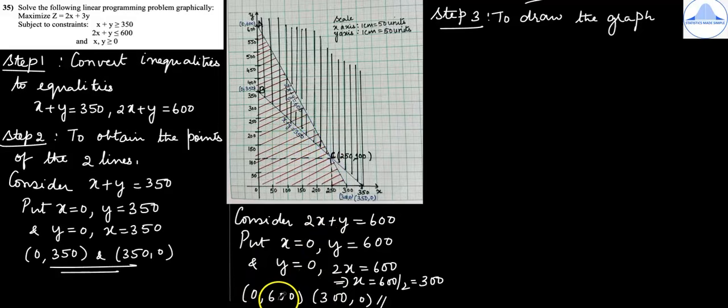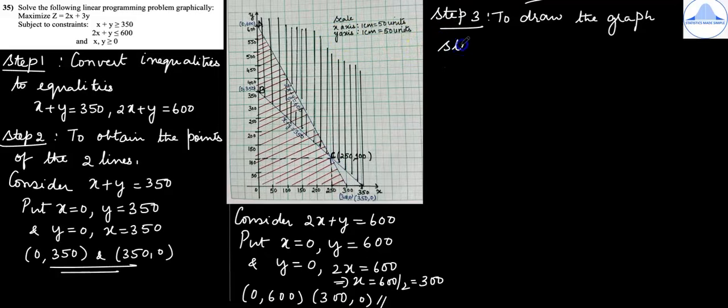Now move on to the next line. The 2 points are 0, 600. So x is 0 and y is 600. So here mark 0, 600. And the other point is 300, 0. So at this point x is 300 and y is 0. So mark this point as 300, 0. Then join 0, 600 and 300, 0 with a straight line, and on that line write the equation 2x plus y is equal to 600. And also don't forget to write the scale. X-axis 1 centimeter is 50 units and y-axis 1 centimeter is equal to 50 units.